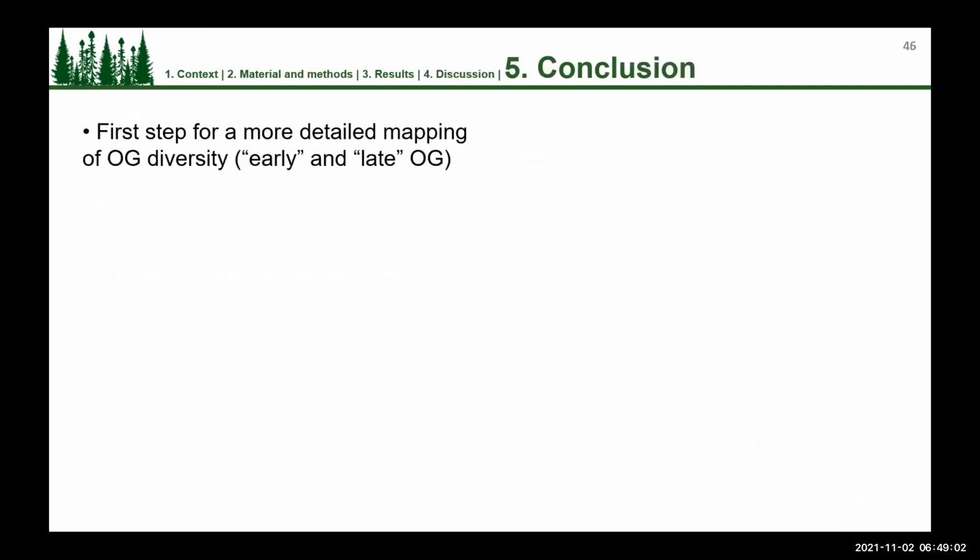So, as a conclusion, we can say that this method is the first step for more detailed mapping of old-growth diversity. Just providing a difference between early and late old-growth forests would be very useful for managers and for conservationists, because right now, as I said in the introduction, the way to see old-growth forest is way too coarse, way too reductive. And then we can still refine our approach. For example, for the same succession stage, we can use clustering to try to identify specific structures and specific tree species composition to have a more detailed vision of old-growth forest.